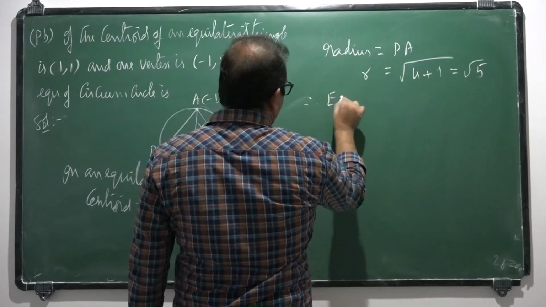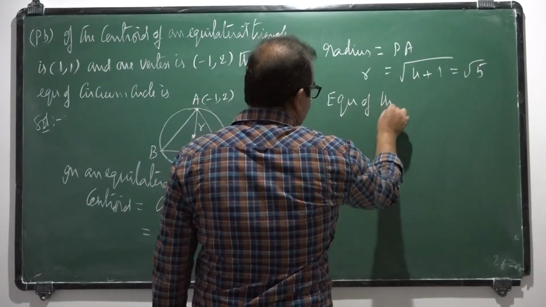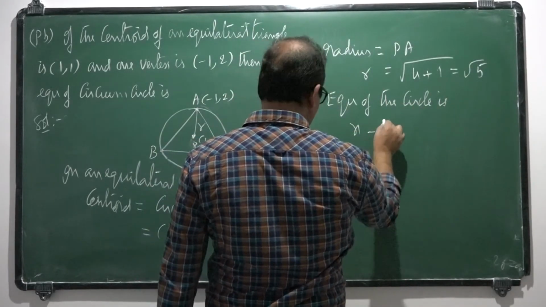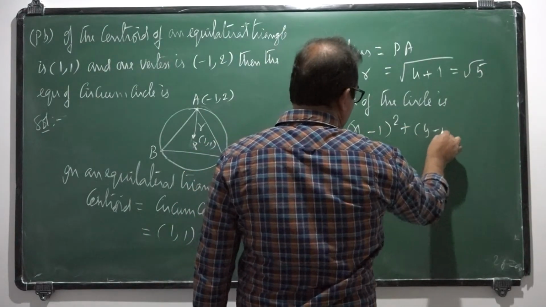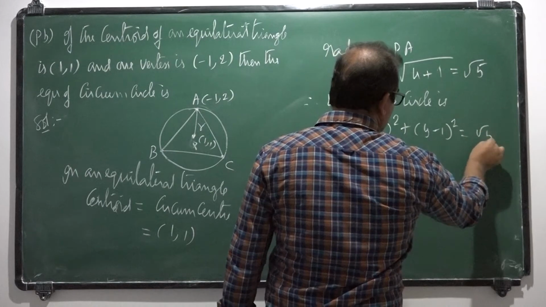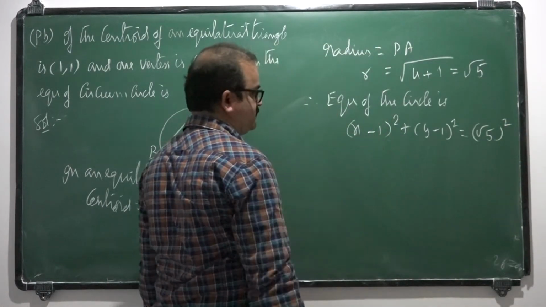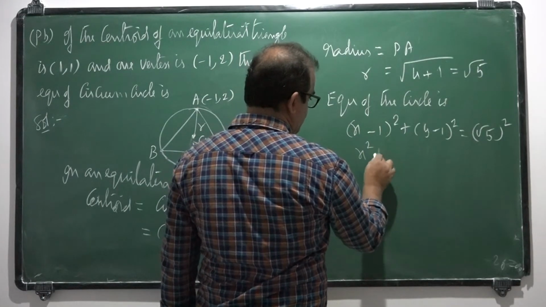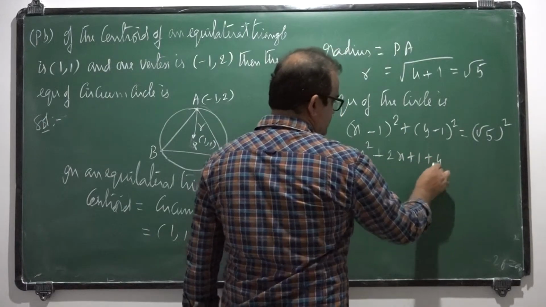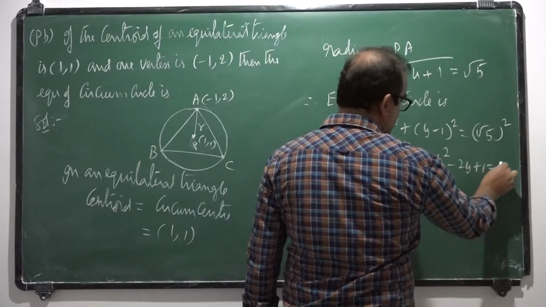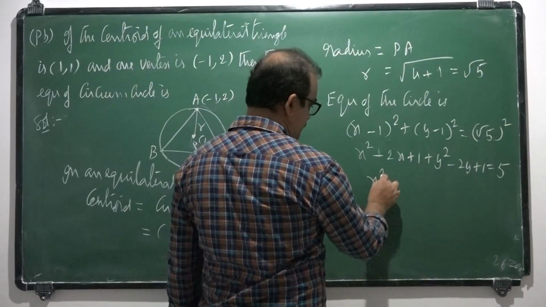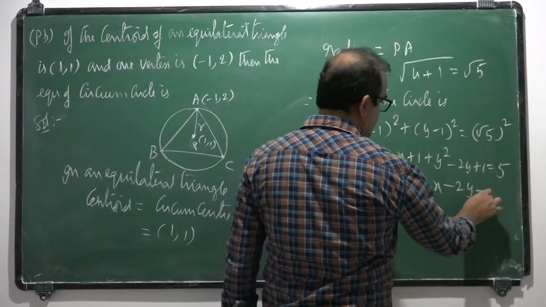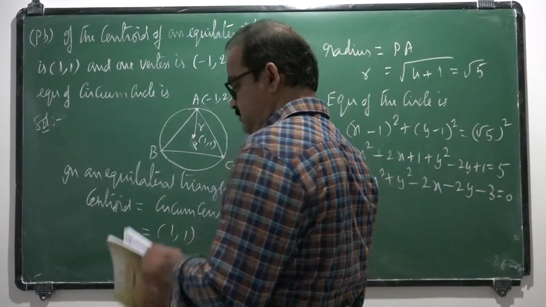Therefore, the equation of the circle is (x minus 1) whole square plus (y minus 1) whole square is equal to (root 5) whole square. Expanding: x square minus 2x plus 1 plus y square minus 2y plus 1 is equal to 5. So x square plus y square minus 2x minus 2y minus 3 is equal to 0.